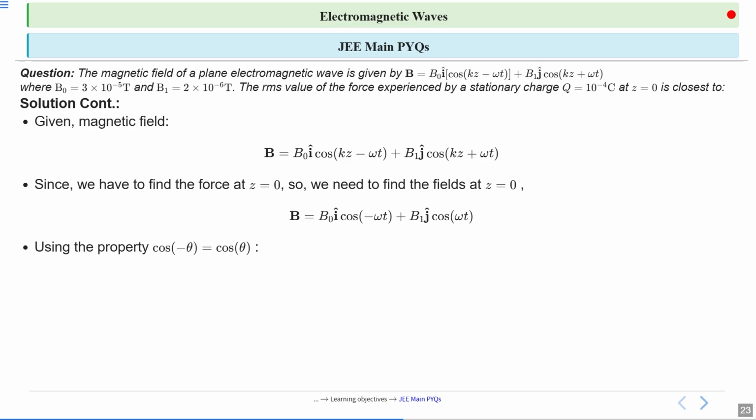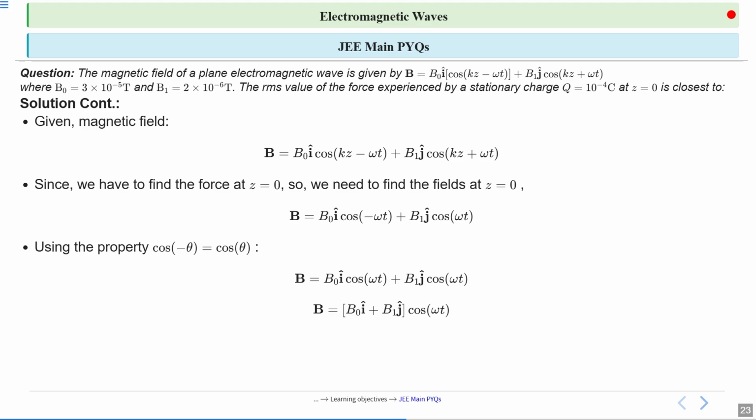Got it? We know that cos of minus theta is equal to cos theta. The cos will swallow the negative sign associated with the angle. So cos of minus omega t will also be equal to cos omega t. So B is equal to B naught i cap cos omega t plus B1 j cap cos omega t. Take the common term, cos omega t, from the expression. So B will be equal to (B naught i cap plus B1 j cap) cos omega t.